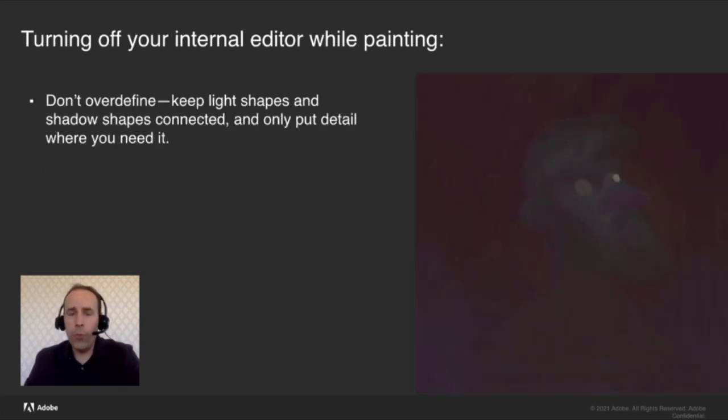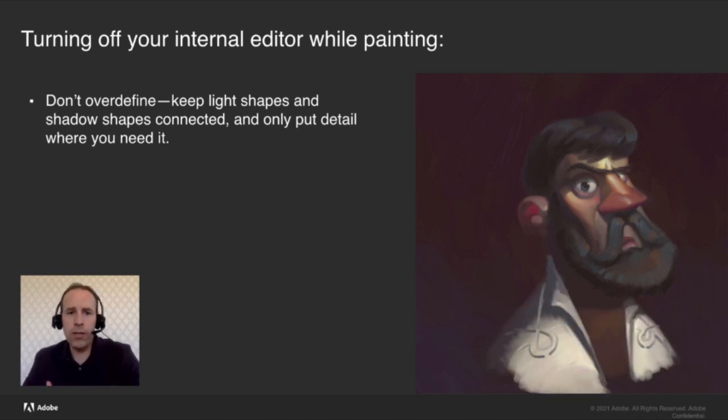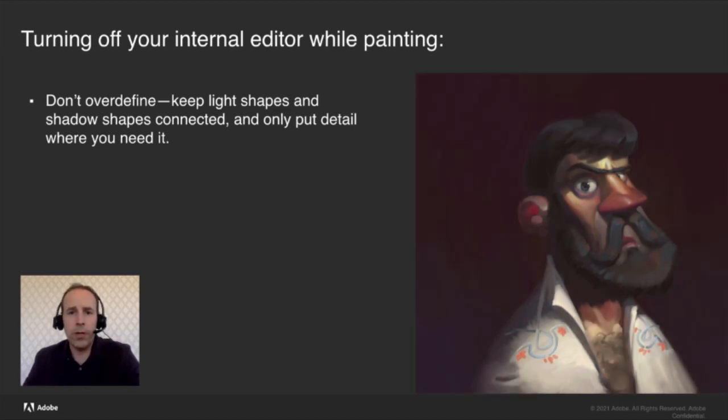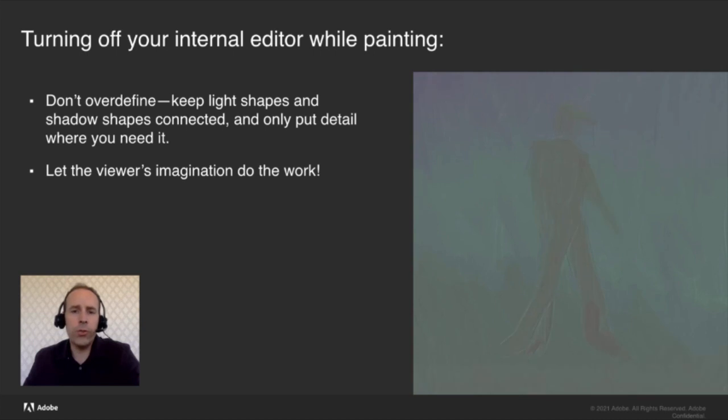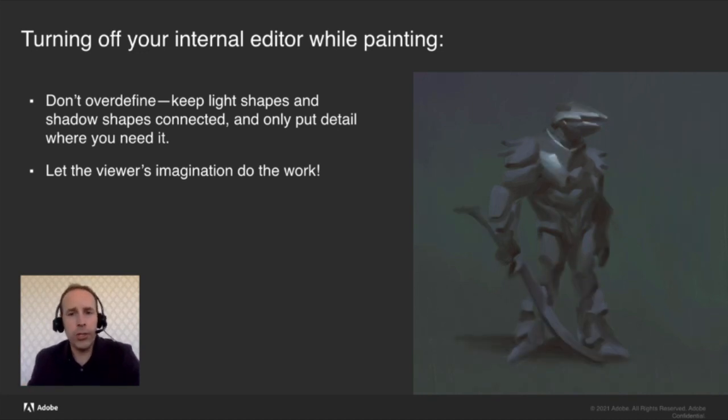You don't necessarily want your forms to be over-defined in this style either. You want to keep your light shapes and your shadow shapes connected. You don't want to have everything separated. You don't need the nose to be separated from the face in every particular. You only need detail specifically where you need it, and let those shadow shapes unify everything rather than pull things apart. Let the viewer's imagination do the work. You don't actually need to paint every part of this painting. Let the darkness that you started the painting from, that smokiness, suggest things so that their imagination can fill in a lot of that stuff for you.